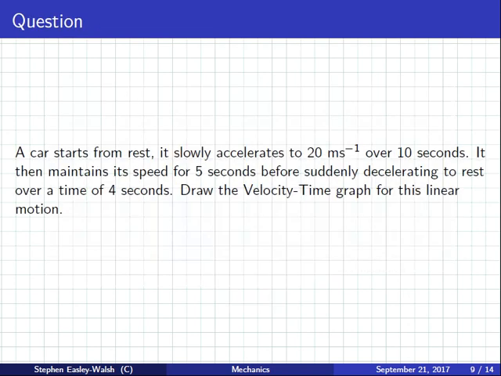Okay, so here's a small question for us to do it together. A car starts from rest. It slowly accelerates to 20 meters per second over 10 seconds. It then maintains its speed for 5 seconds before suddenly decelerating to rest over a time of 4 seconds. Draw the graph for this. Okay, so I don't think this is too hard. I'd like you to draw this for me now, and then I'll do it on the board. So if you can draw this graph neatly.